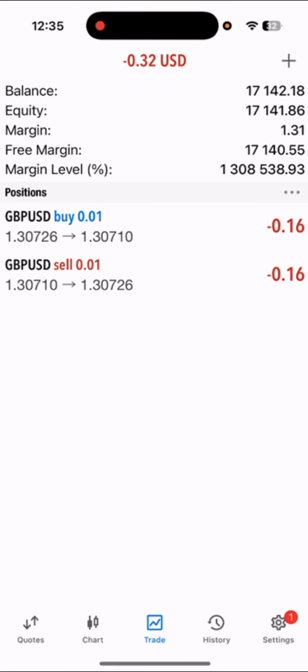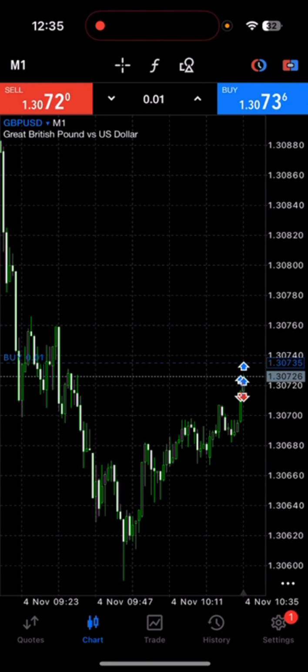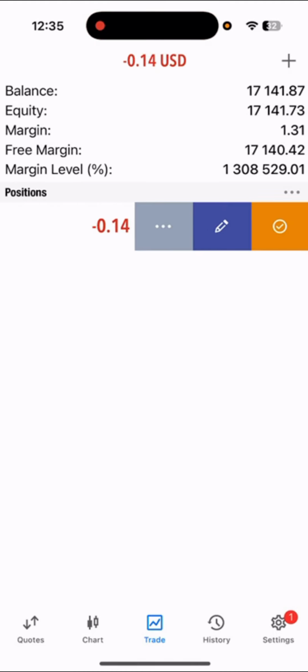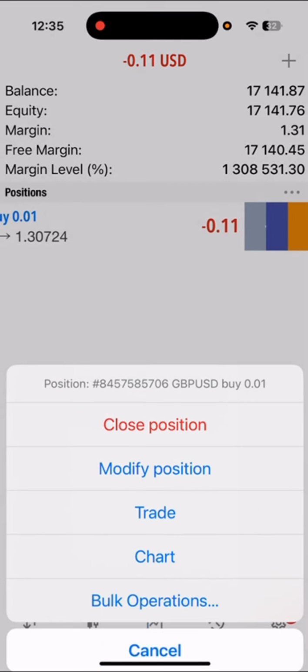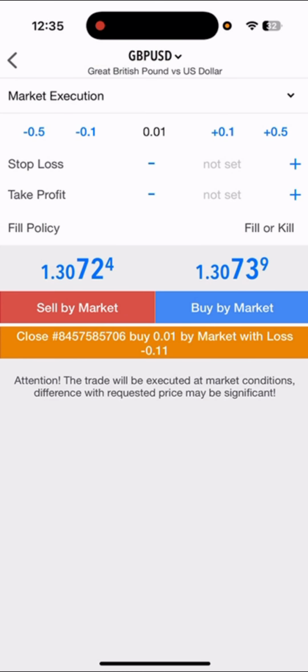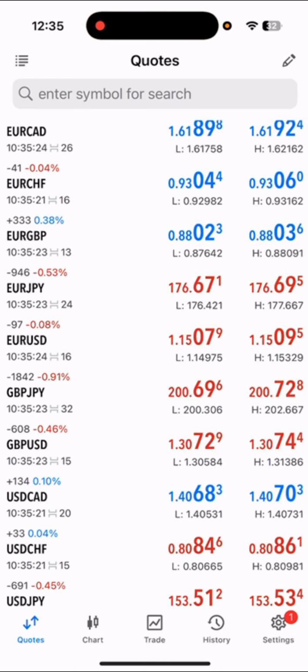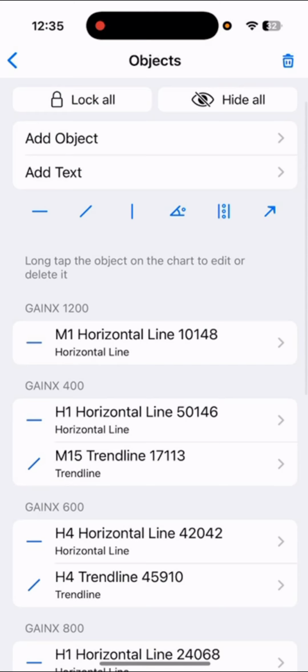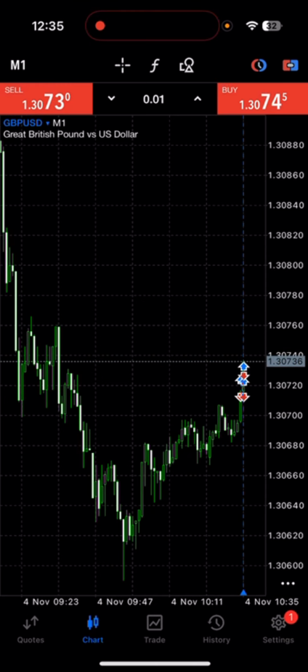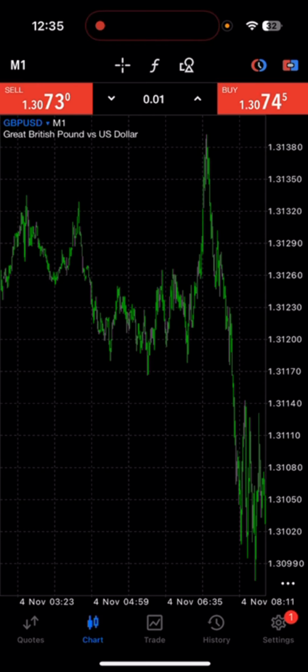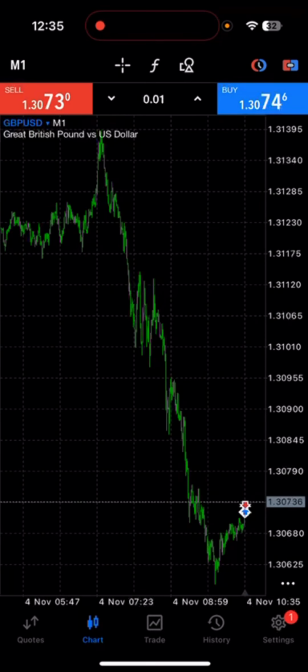So to close your trades, you come to trades, you can select these three dots and close all. Or you can come this side, swipe, select these three dots and then close the position. And then you can close with loss. If it's in win, it will say close in win. Okay? That's very simple.